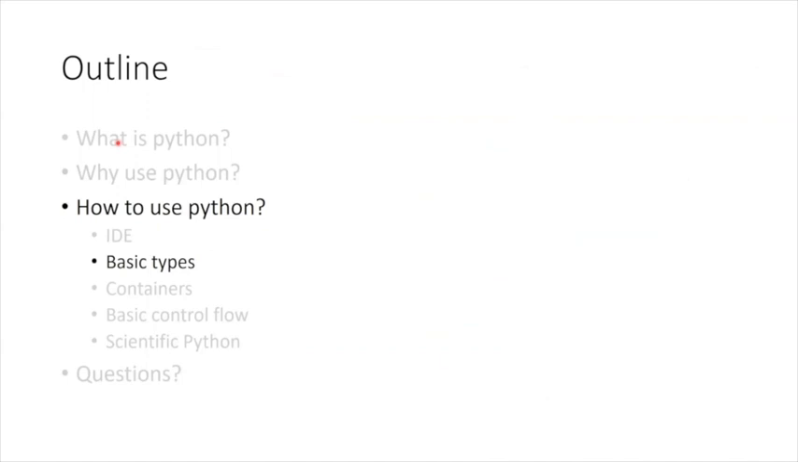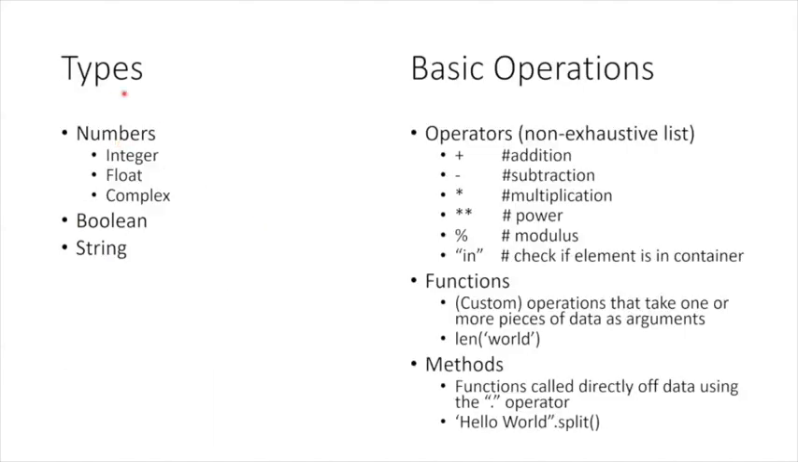Okay, so moving on, let's talk about types and operations. The basic types in Python are your numerical types, so you have integers, floating point numbers, and complex numbers. Then you also have Booleans, which are your true, false, and strings. Your basic operations, there are many, many operations in Python. This is a very non-exhaustive list.